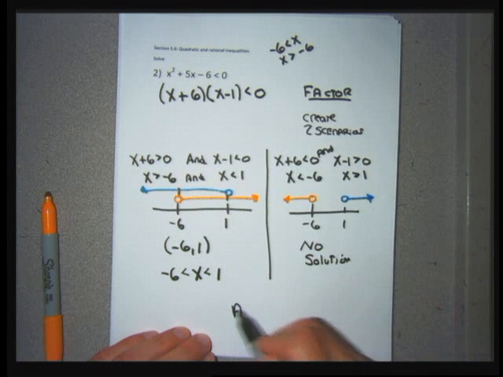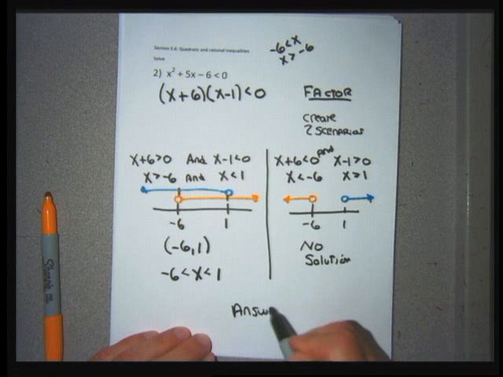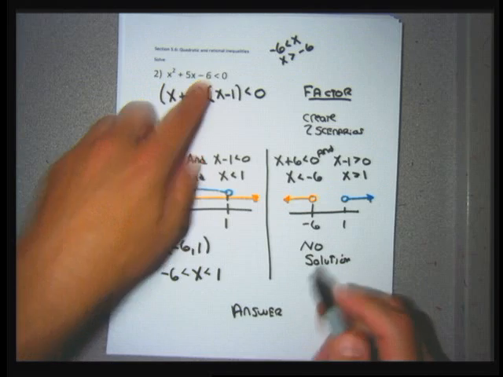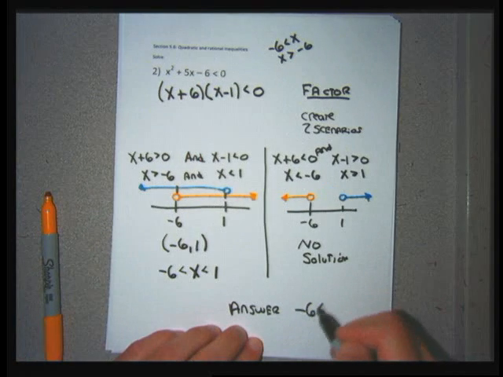So the whole answer to this problem, the numbers that make x squared plus 5x minus 6 less than 0, are any numbers between negative 6 and 1.